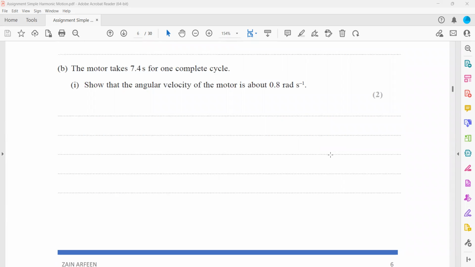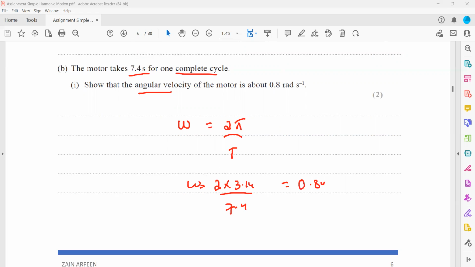The motor takes 7.4 seconds for one complete cycle. Show that the angular velocity, so we have to show omega. So what is omega? Omega is equal to theta divided by t, and theta for one complete cycle is equal to 2 pi. So omega equals 2 pi divided by t, with 7.4 seconds for one complete cycle. So this will be 2 into 3.14, and the time period is 7.4. This will give us the angular velocity, omega, that is 0.849 radian per second. Omega should always be in radian per second.